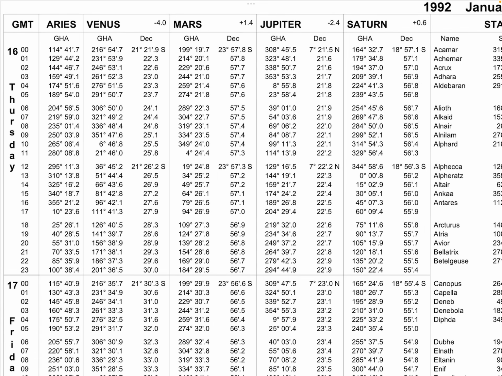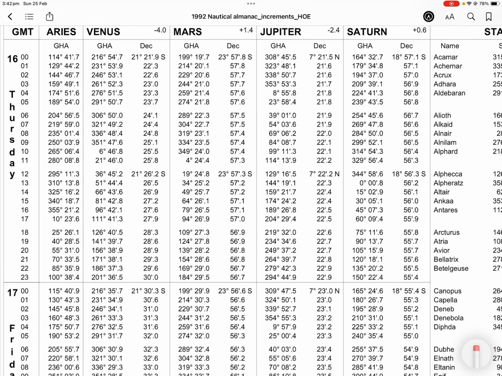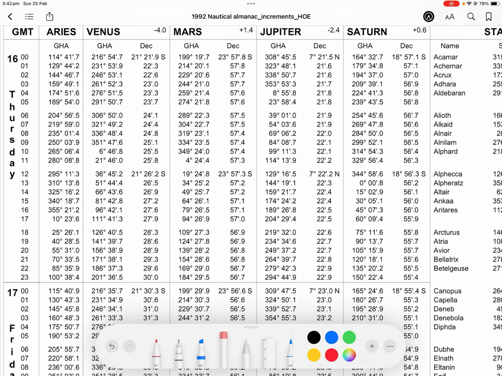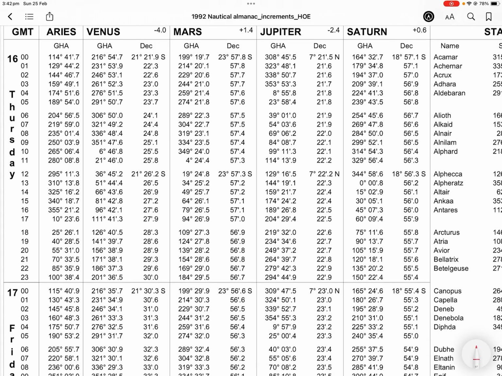Let me switch on my pen here. 16th of January, 2300 hours. All right, so if you can see here, this is 2300 hours. Venus is here. So you can see the Venus. This is the GHA of the Venus. And the declination is given to us as 21 degrees 30 minutes south. All right, this is the GHA and the declination.